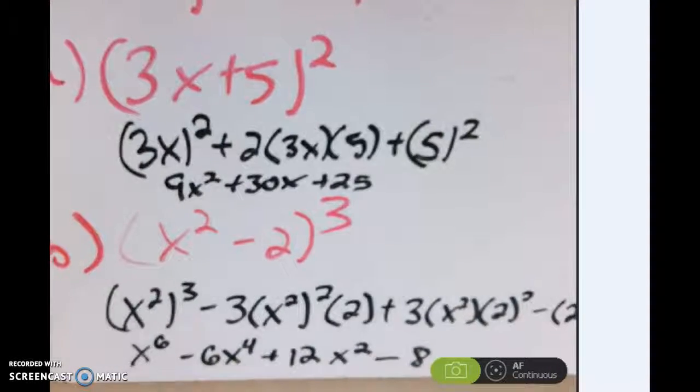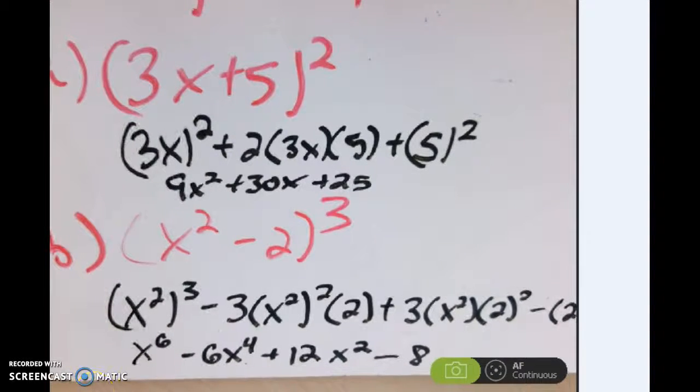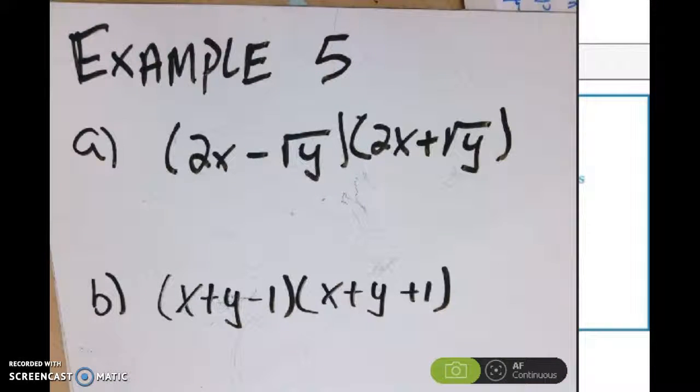Sorry, that fell off the screen. So hang on and we will go to example 5 in a second. Okay, so let's take a look at example 5 now.